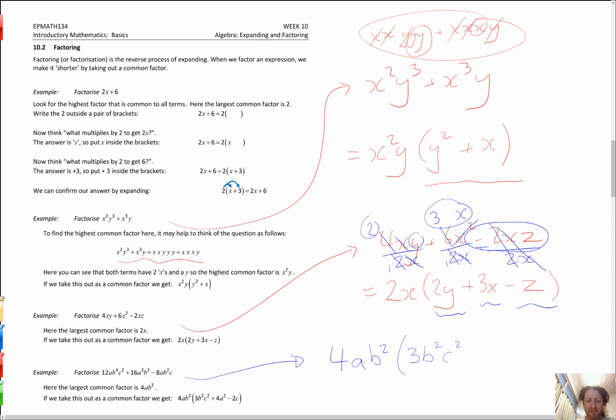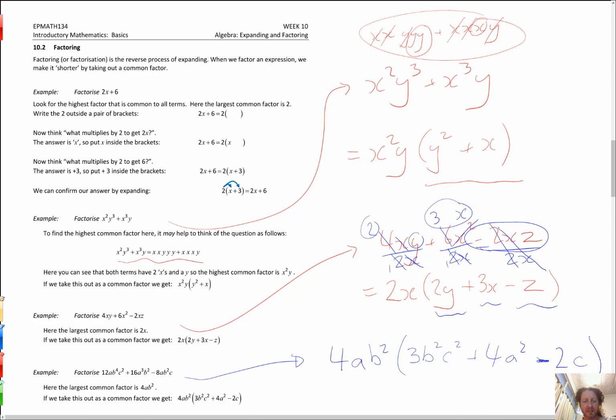Okay? Take the 4ab squared out of the middle term. Well, 4 times 4 will give 16. A times what gives a cubed? That's an a squared. B squared times what gives b squared? I don't need anything else. 4 times what gives minus 8? Well, there's my minus 2. That's a bit of an over the top minus. A times what gives a? I don't need anything. B squared times what gives b squared? Don't need anything. And I need that c.